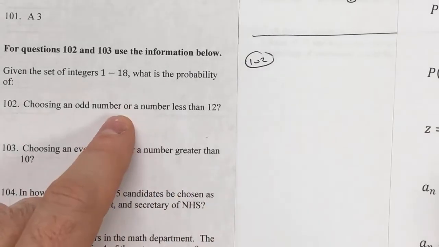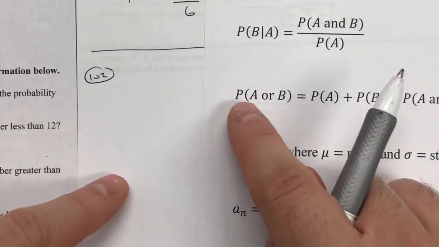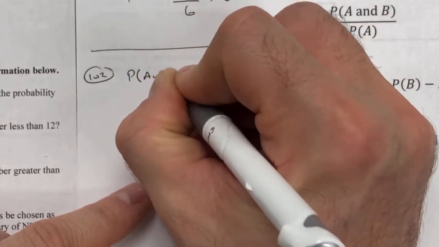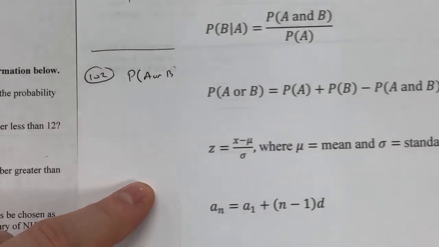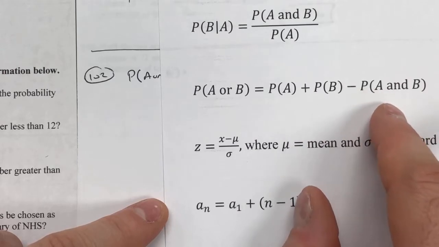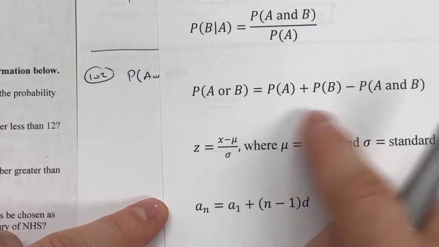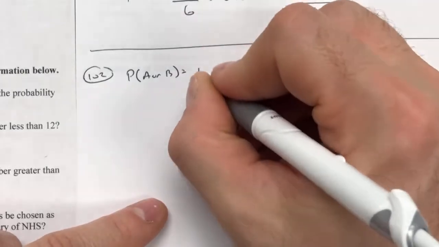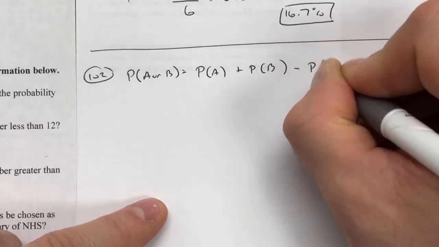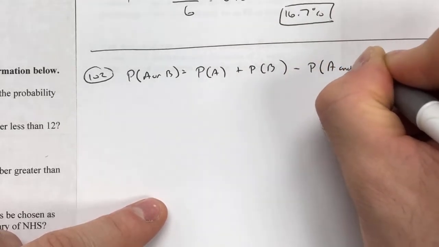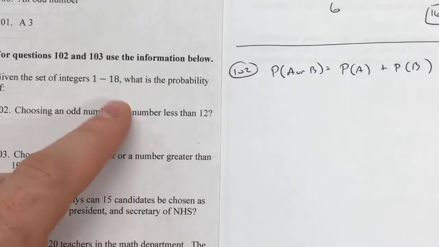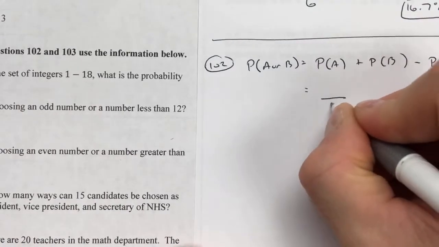We're looking at an odd number or a number less than 12. So odd number or less than 12. We're looking at the probability of A or B, which is given by the equation: probability of A plus the probability of B minus the probability that they are both. That way we don't double count the ones that are in both of these sets. So A plus B minus both. Okay. So for all 3 of these, we're going to evaluate out of 18.